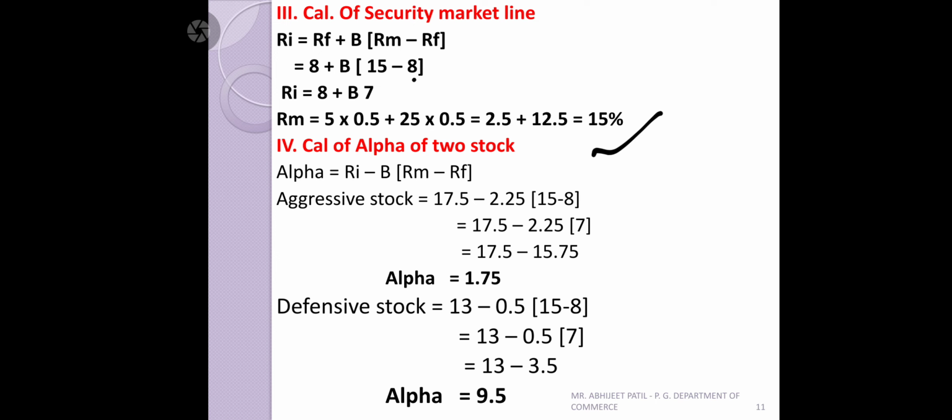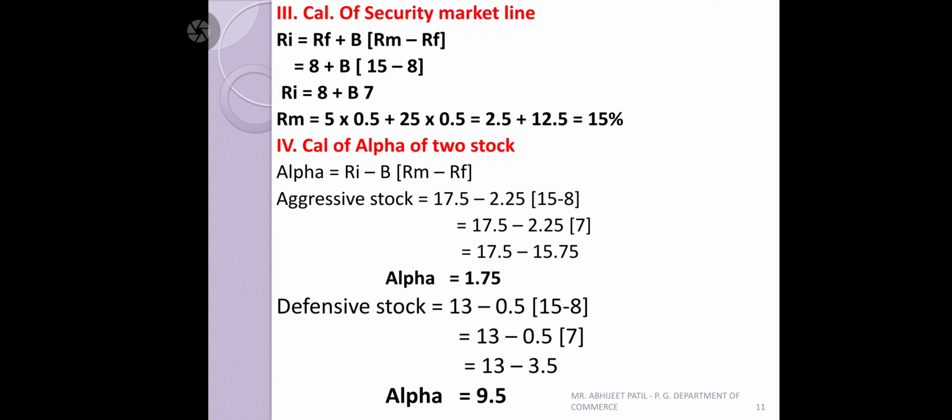15 minus 8, so we'll get 7. So your security market line comes to 8 plus beta of 7. Here we cannot solve for beta because the average beta is not given, only individual betas are there. So we use this equation only: Ri is equal to 8 plus beta into 7. Don't simplify the remaining parts. They only ask to determine the security market line. They don't ask here for the expected return as per the security market line, because beta is not given and we cannot calculate it.